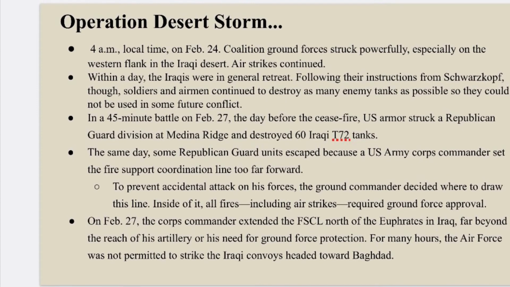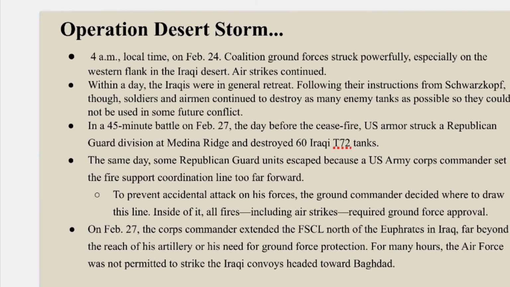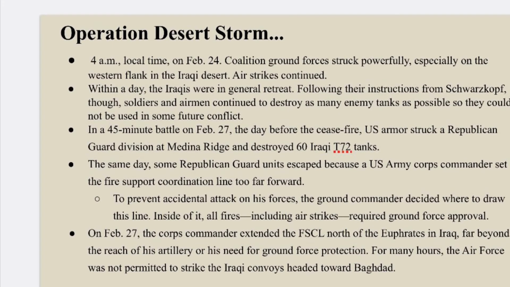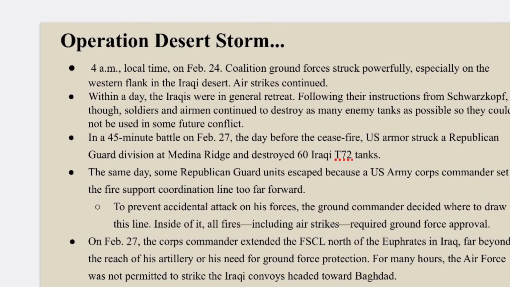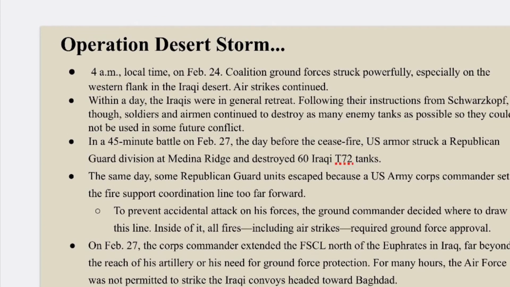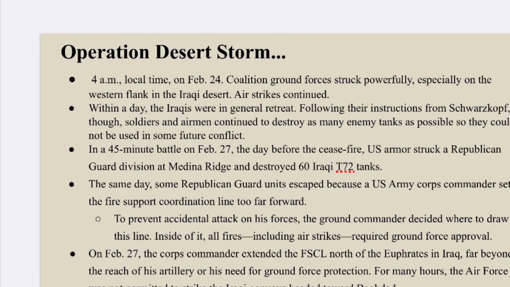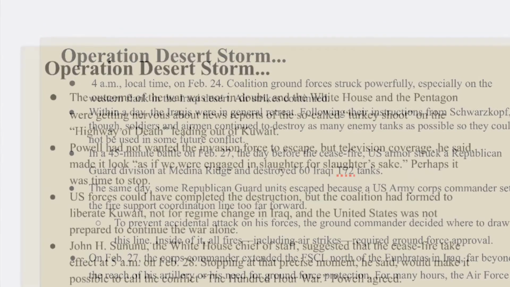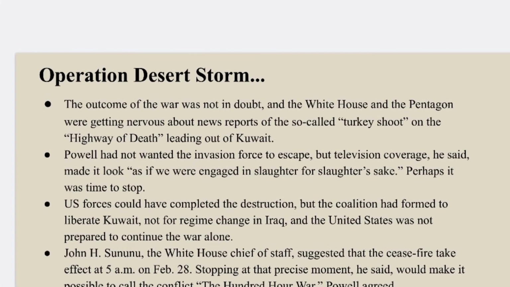In a 45-minute battle on February 27th, the day before the ceasefire, U.S. armor struck a Republican Guard division at Medina Ridge and destroyed 60 Iraqi T-72 tanks. The same day, Republican Guard units escaped as the U.S. Army Corps commander set the Fire Support Coordination Line too far forward. On February 27th, the Corps commander extended it north to the Euphrates in Iraq, far beyond the reach of his artillery.